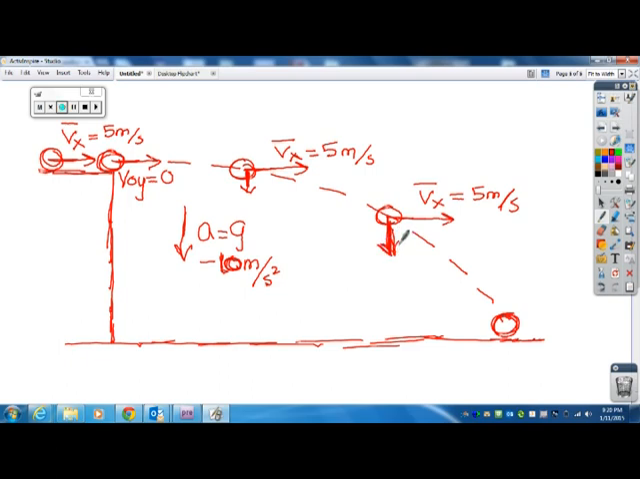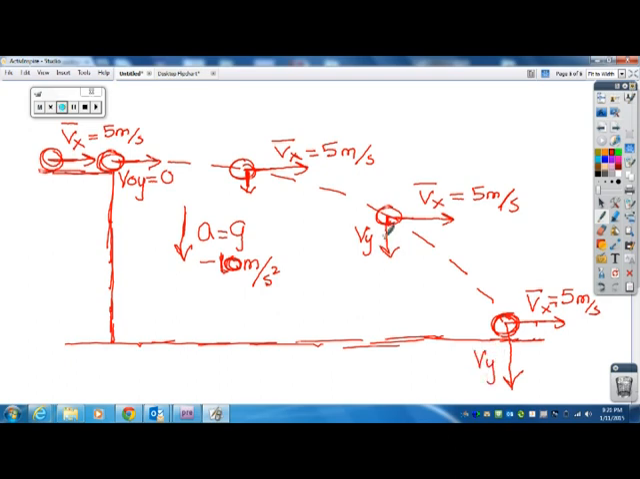Sorry about my handwriting here. The vertical velocity, let's tidy that up a little. The vertical velocity is going to get a little bit stronger. And then finally, the vertical velocity is going to be the greatest at this point. The horizontal velocity will stay the same. So you should draw the horizontal arrows the same as you did from the beginning. Horizontal velocity will stay 5 meters per second. The vertical velocity will be the largest right here.